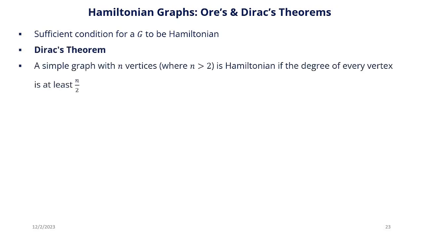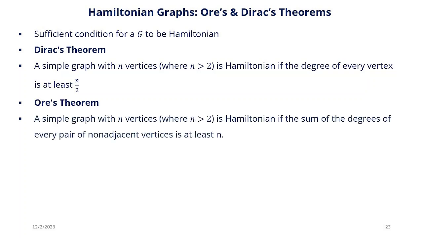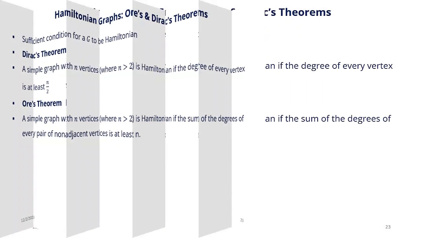Dirac's theorem. A simple graph with n vertices where n is greater than 2 is Hamiltonian if the degree of every vertex is at least n over 2. Ore's theorem. A simple graph with n vertices where n is greater than 2 is Hamiltonian if the sum of the degrees of every pair of non-adjacent vertices is at least n.